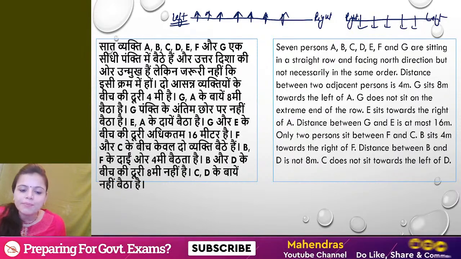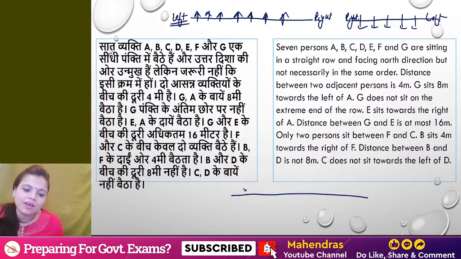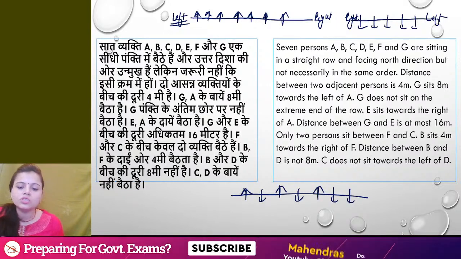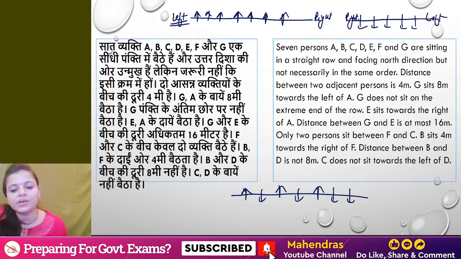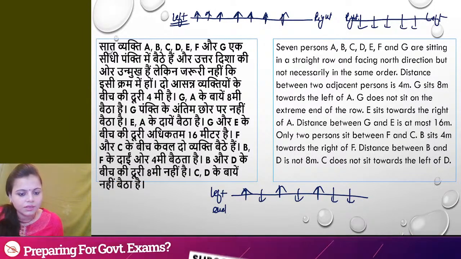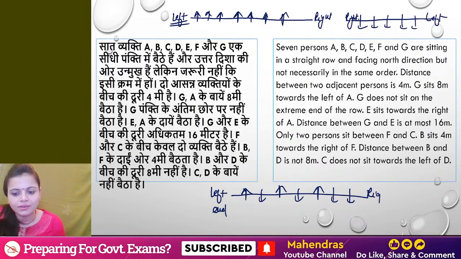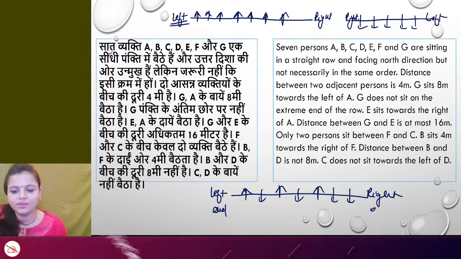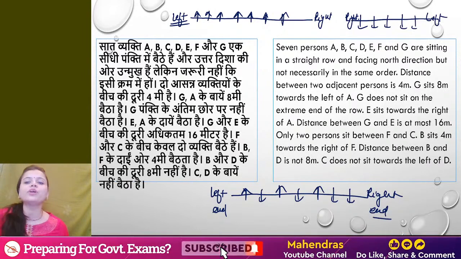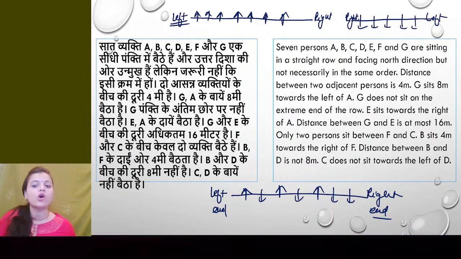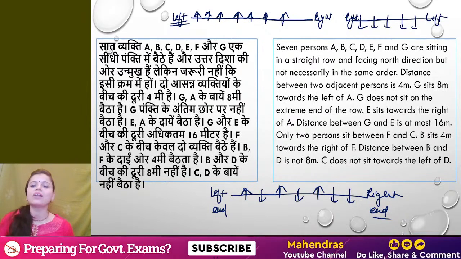But what about when some persons are facing north and some are facing south? So what about the end? The end is according to the person who is facing north. That means this becomes the left end and this becomes the right end, and the left and right of a person is according to that person's facing. Always start with the person whose hint or position or maximum hint is given.